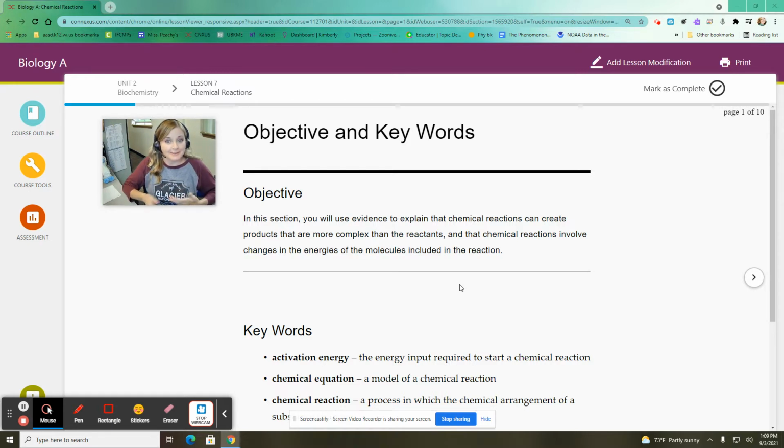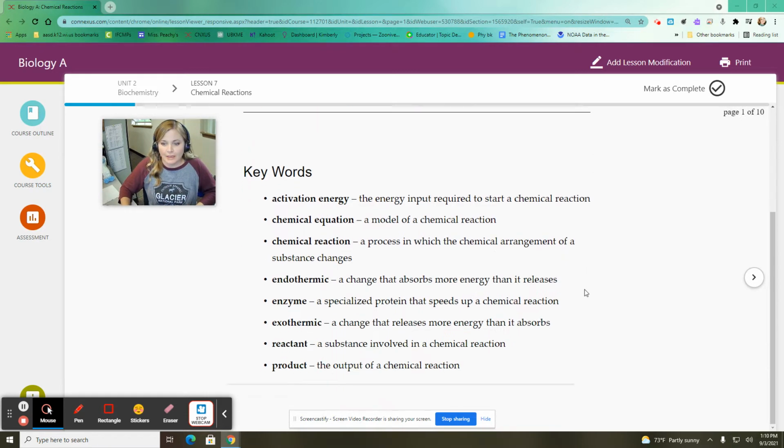Different day, different outfit. So now here we are on Unit 2, Lesson 7, Chemical Reactions. What's interesting about this unit is I feel like this lesson should have come at the beginning of this unit because we've already been talking a lot about chemical reactions. That's my opinion, but here we are going to talk a little bit more about what a chemical reaction is and some of the terminology that goes with them.